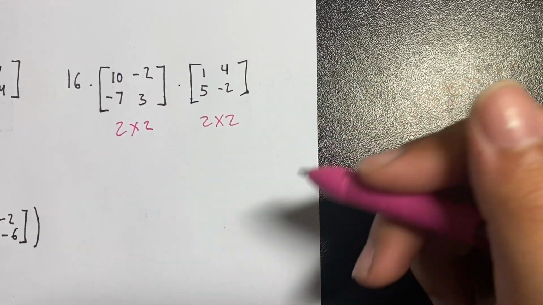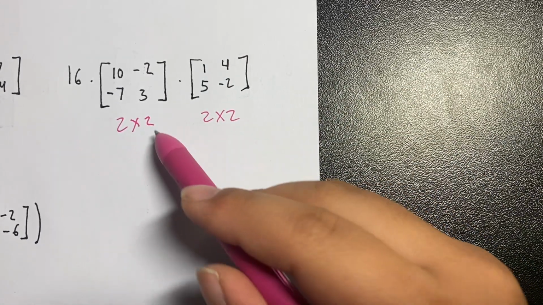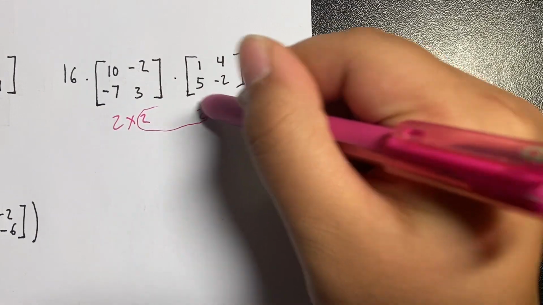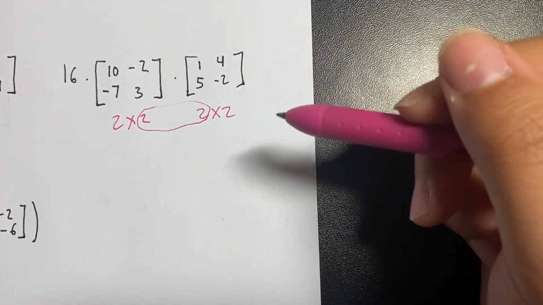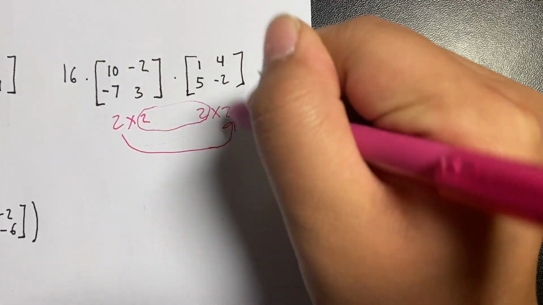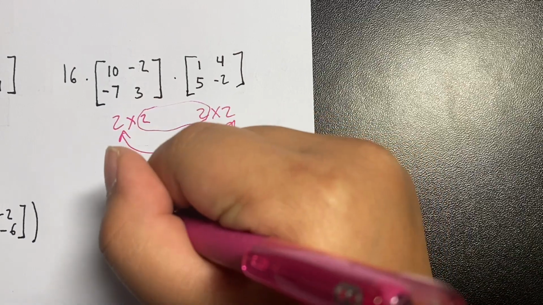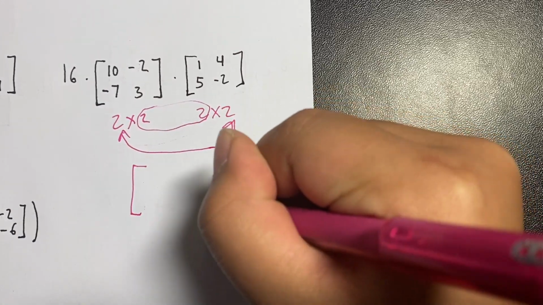In order to check if we can actually multiply them first, we have to check if the inner two dimensions are the same, 2 and 2. I like to circle it. So that means we're good. And to know the dimensions of the product, we look at the two outer dimensions, which is 2 by 2. So we know that our product is going to end up being a 2 by 2 matrix.